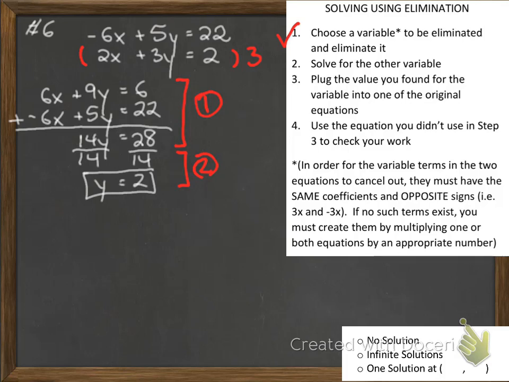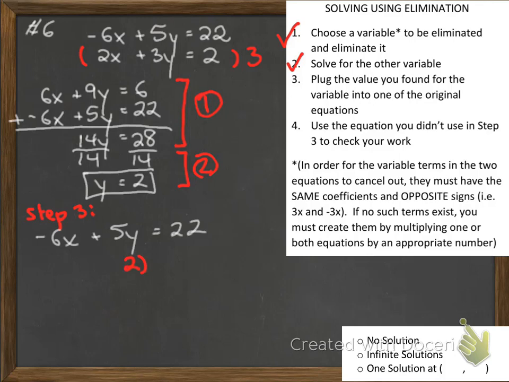So now I can move on to step 3. I can choose either equation, but remember I always go back to the original equations, not the ones that have been multiplied. Okay, so for step 3, I'll just go ahead and use the first equation. So that's negative 6x plus 5y equals 22.